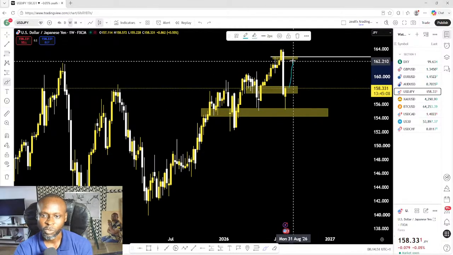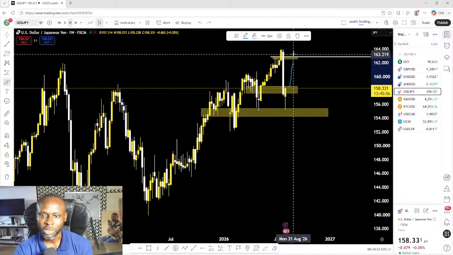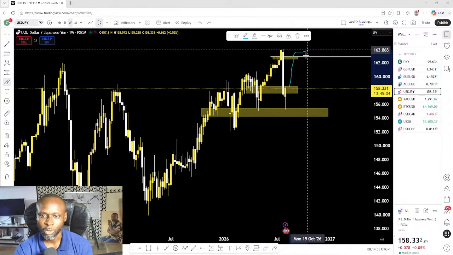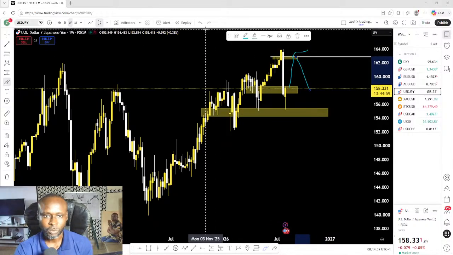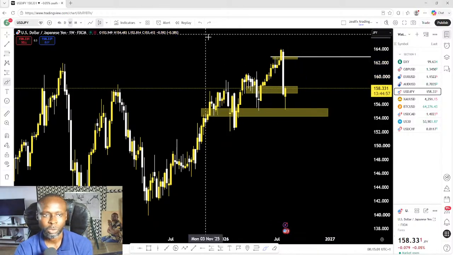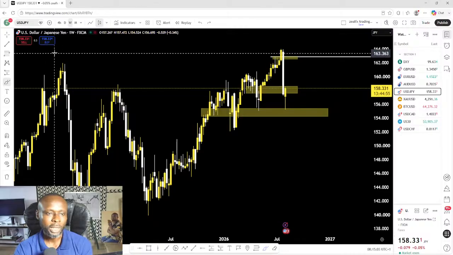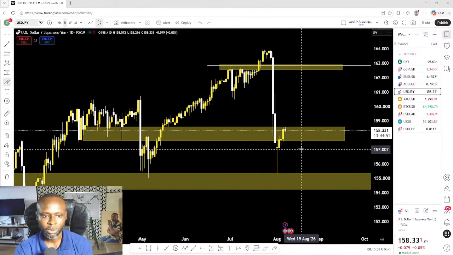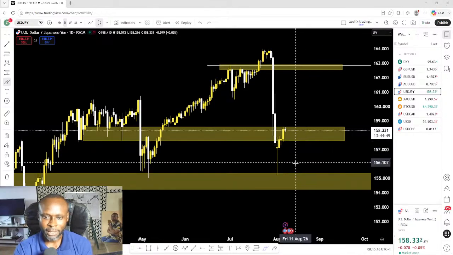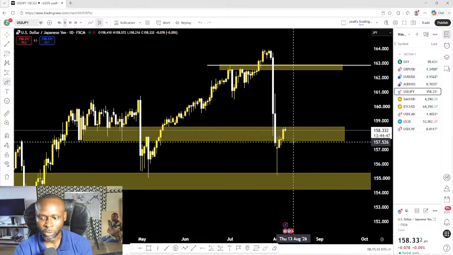So we need price to move to this resistance level. If we break above this resistance, we trigger more buys to the top. If price fails, this might trigger price back down. So we're expecting more buys on the USD JPY. So let's look at the daily time frame. On my daily time frame on USD JPY, we can see we have a price breakdown, and the weekly is telling us to watch to buy.